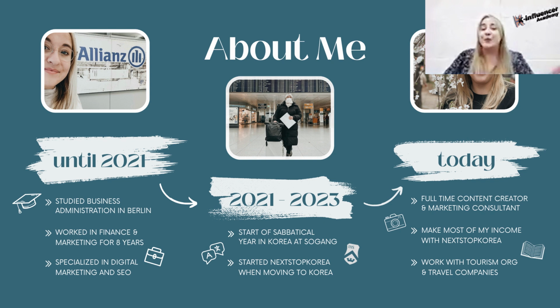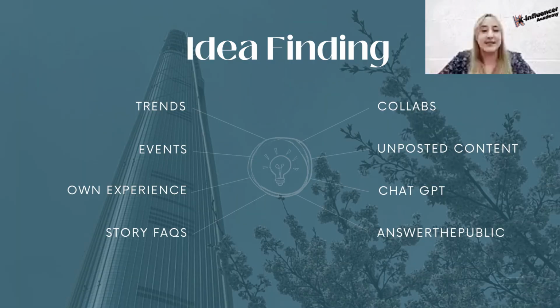Before you can actually create content, you need to find ideas. So here are a few things that I use to come up with ideas about what I can create content about. Of course, trends. They're everywhere, especially when you're on social networks. They're always there. You have to keep up with those upcoming trends and everything. Certain events or holidays that come up are always good to make content about.